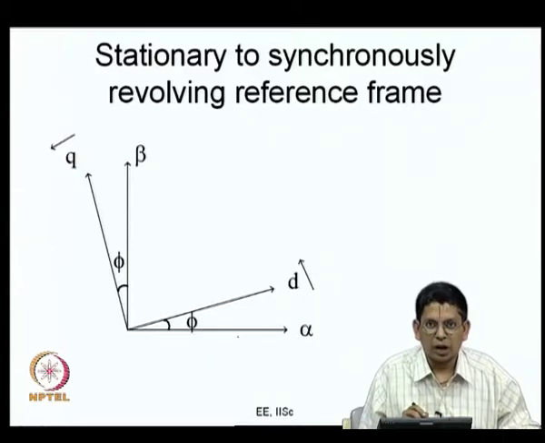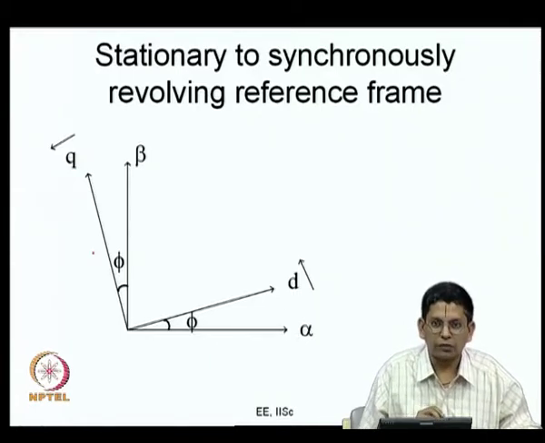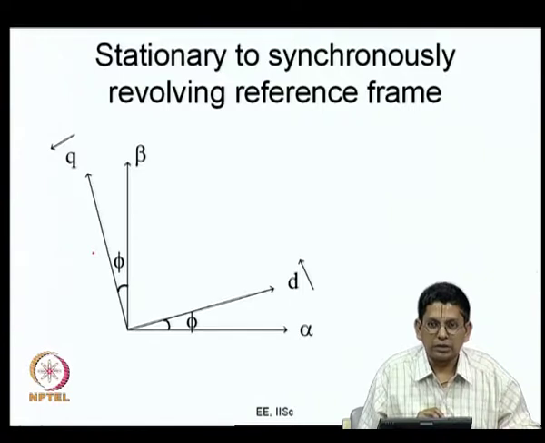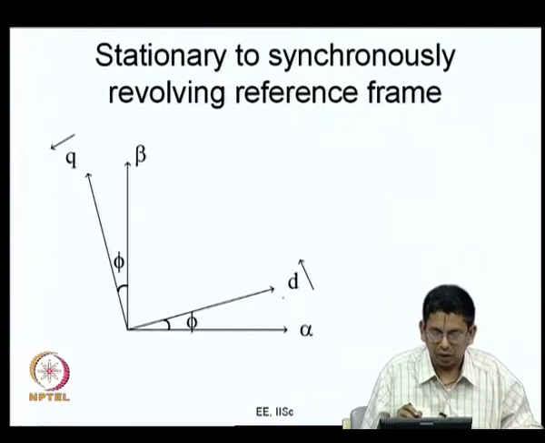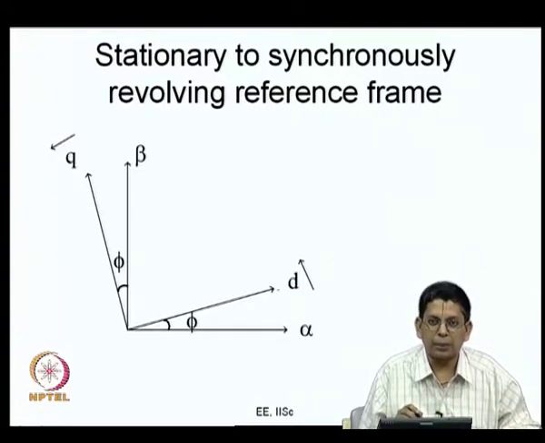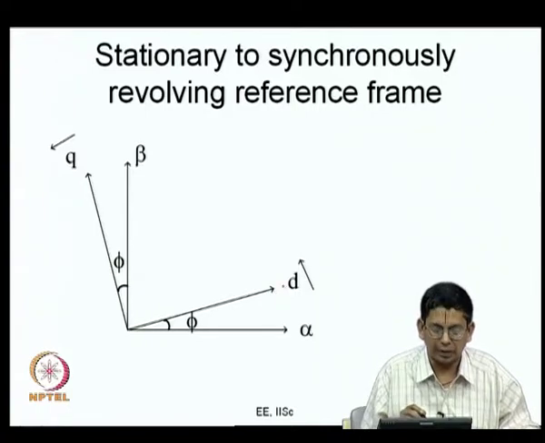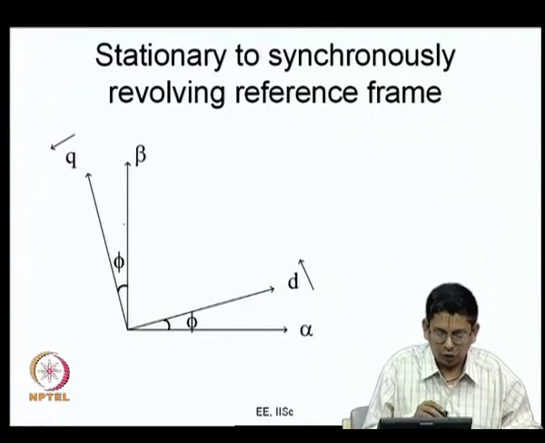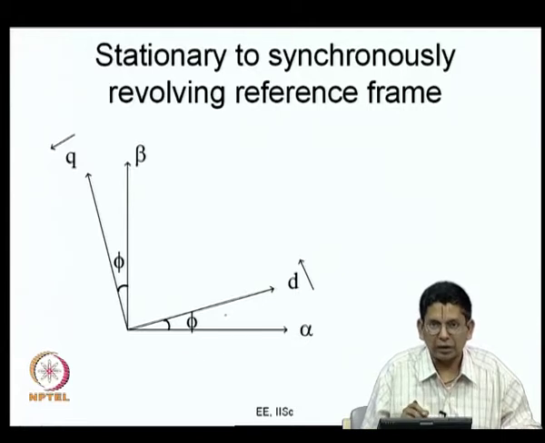There are 2 frames, and we are just choosing the DQ reference frame to do the analysis here, because the benefits will be a little apparent when we want to calculate the RMS current ripple a little later. So, let us have a quick recall of the transformation between the alpha beta and the dq frames.